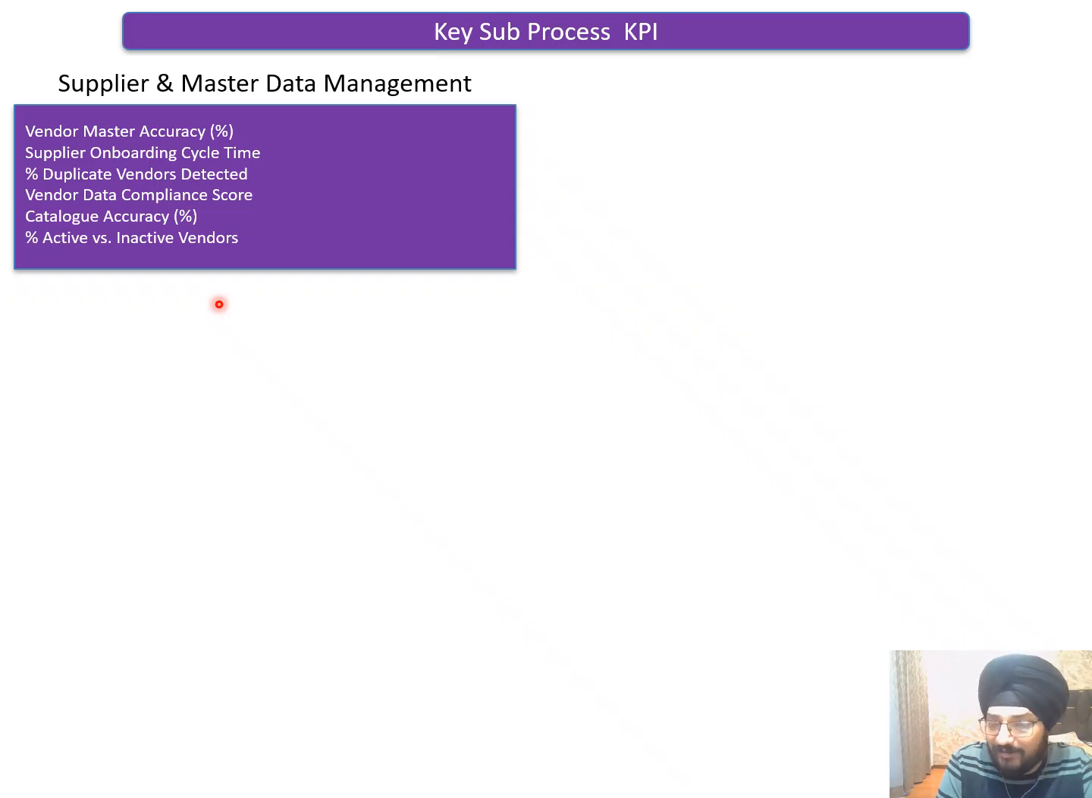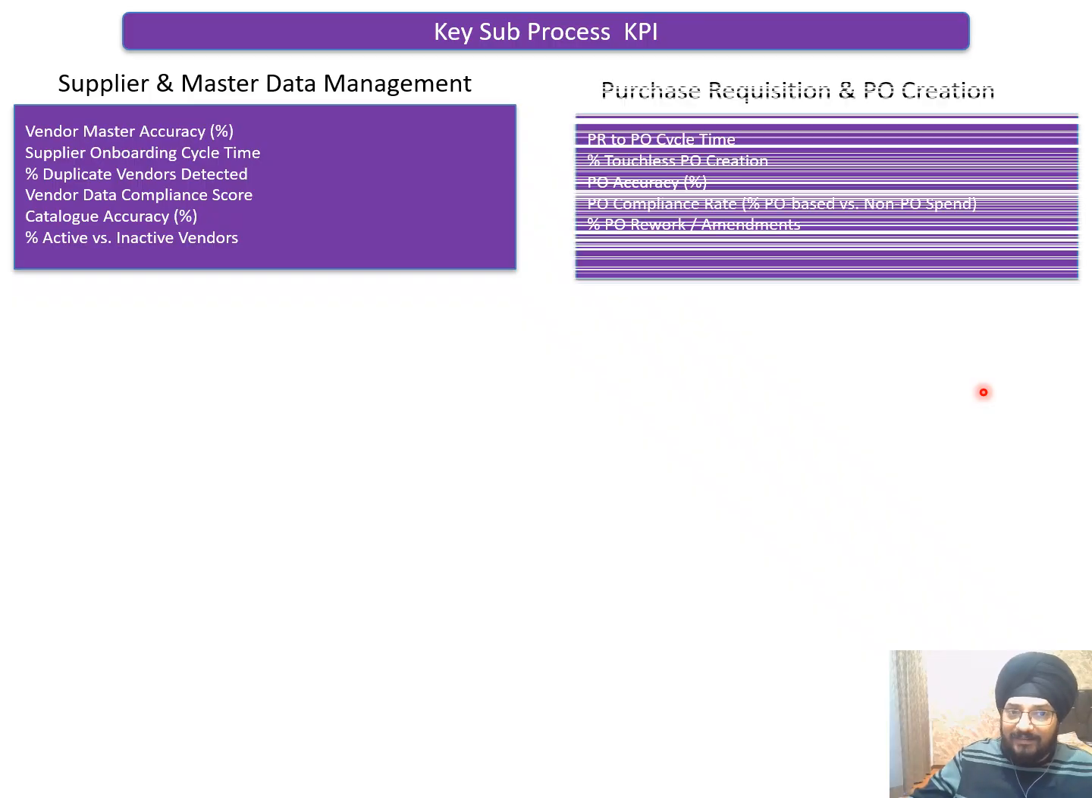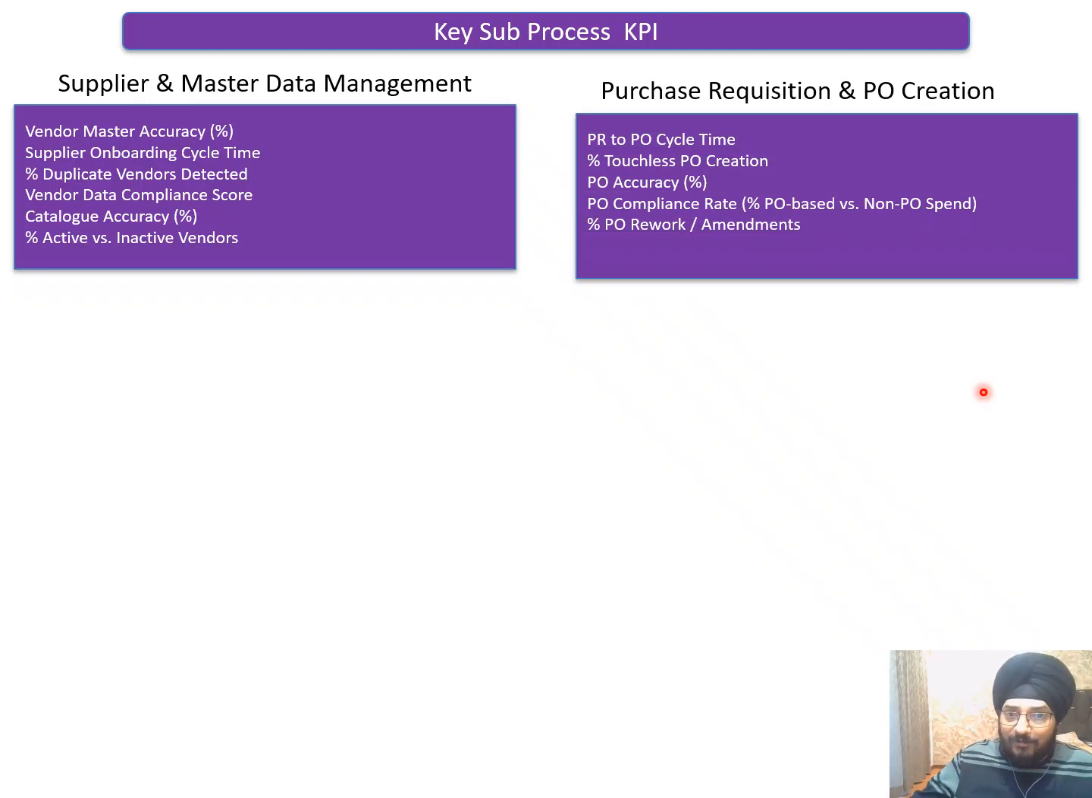If there is some deviation, it can be diagnosed if we have an outcome or reporting for these KPIs, and we can do the course correction accordingly. Purchase acquisition and PO creation: our PR to PO cycle time, percentage of touchless PO creation, PO accuracy, PO compliance rate, and percentage of PO rework upon amendment.